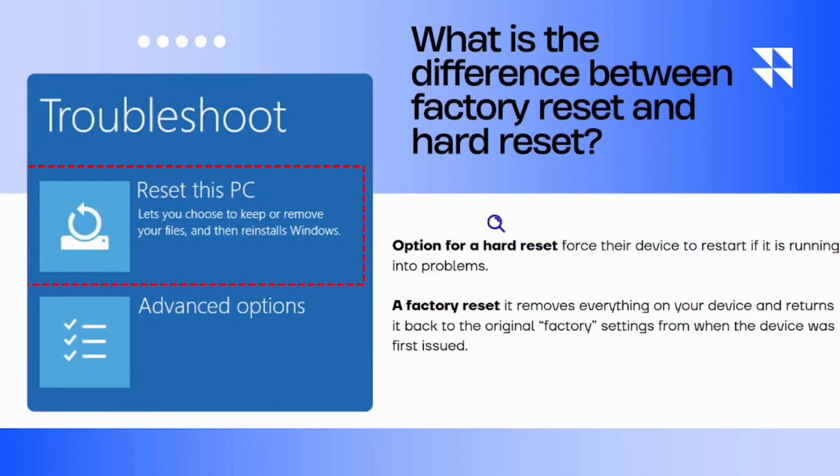What is the difference between factory reset and hard reset? The option of hard reset forces the device to restart if it is running into problems, while factory reset removes everything on your device and returns it back to the original factory settings from when the device was first issued.